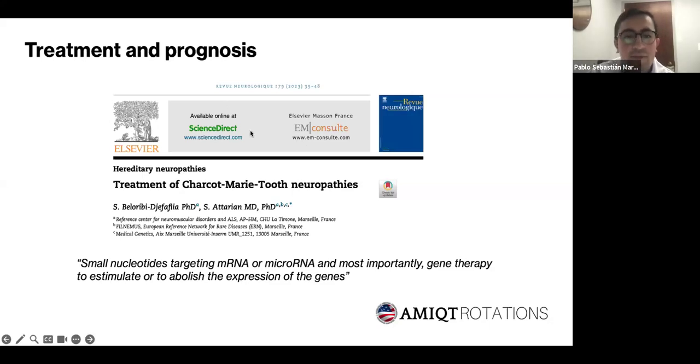This is the newest study that I found in PubMed, which talks about the use of small nucleotides targeting mRNA or microRNA, and genetic therapy to stimulate or abolish the expression of the genes. This is the future for us, and thank you so much.